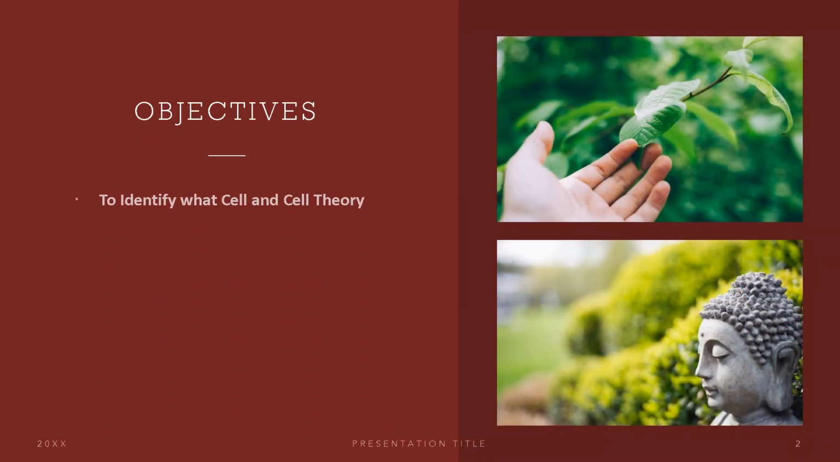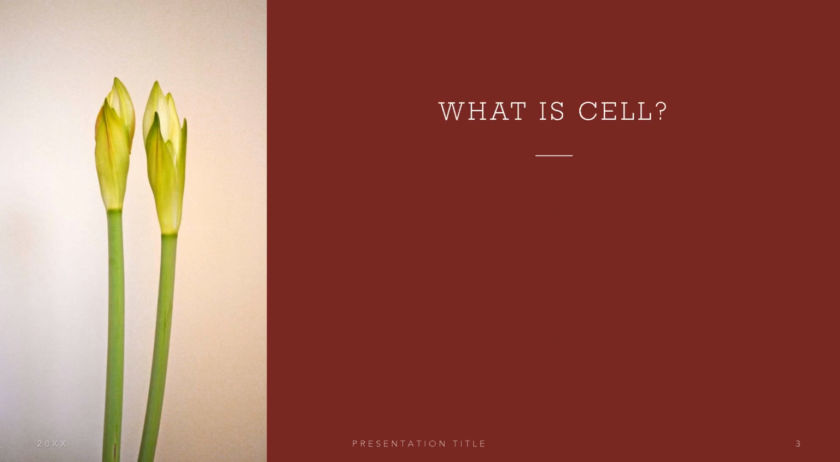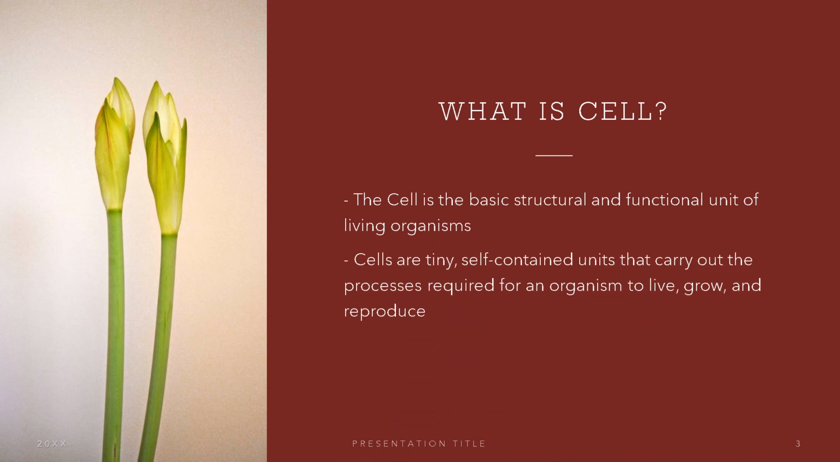Objectives: to identify what a cell and cell theory are, to identify what unicellular and multicellular organisms are, to identify the parts and functions of plant and animal cells. What is a cell? The cell is the basic structural and functional unit of living organisms. Cells are tiny, self-contained units that carry out the processes required for an organism to live, grow, and reproduce.